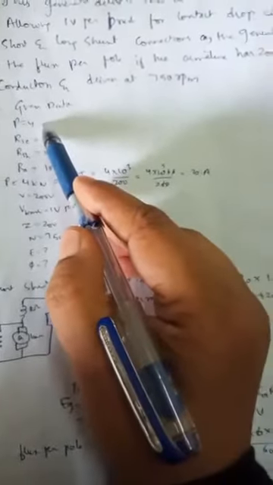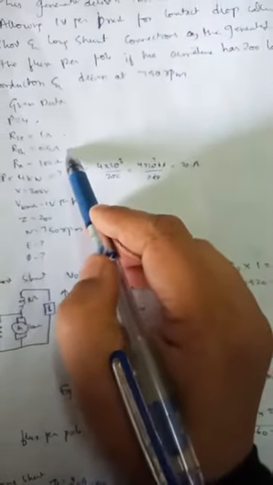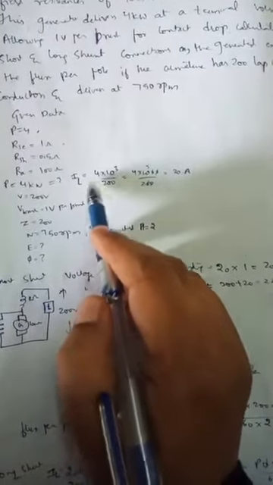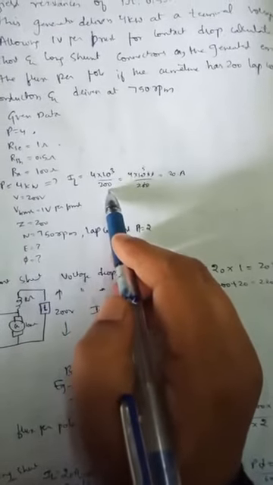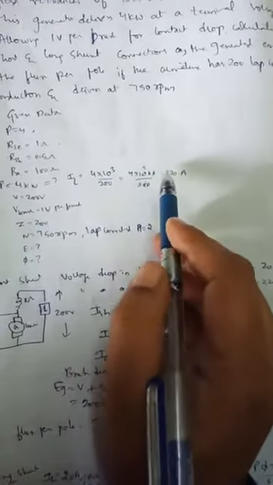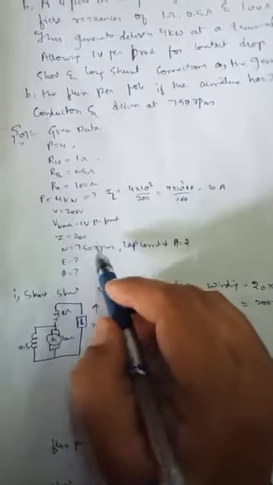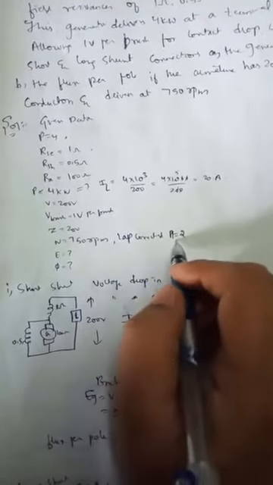So let us first write the given data. Number of poles P is equal to 4, RSC is equal to 1 ohm, RSH is equal to 0.5 ohms, RA is equal to 100 ohms. P is given as 4 kilowatt, IL will be equal to P by V, that is 4 into 10 power 3 by 200. So when you cancel this, you will get 20 amps. V is 200 volts given, V brush is 1 volt per brush, and Z is given as 200, and N is 750 rpm. Lap connected means what? A is equal to 2. We have to find out EMF and flux per pole.